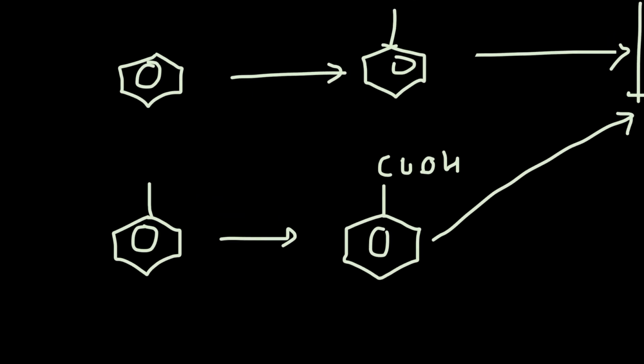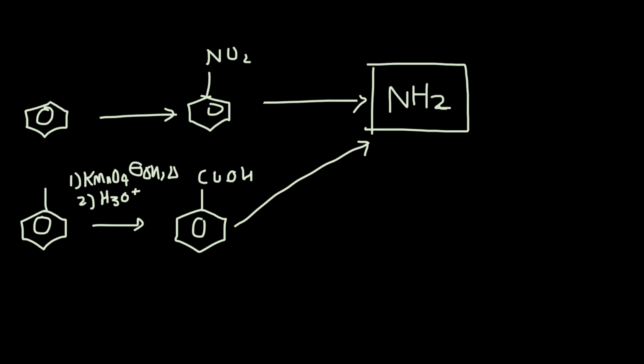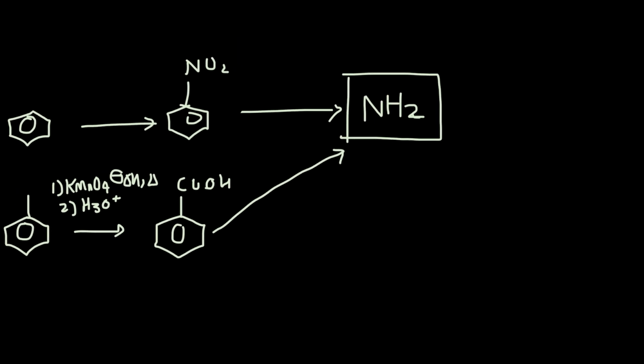So to turn toluene into COOH, you would use side chain oxidation: potassium permanganate in base and heat, followed by acid. Okay, so that's how you make an aniline.